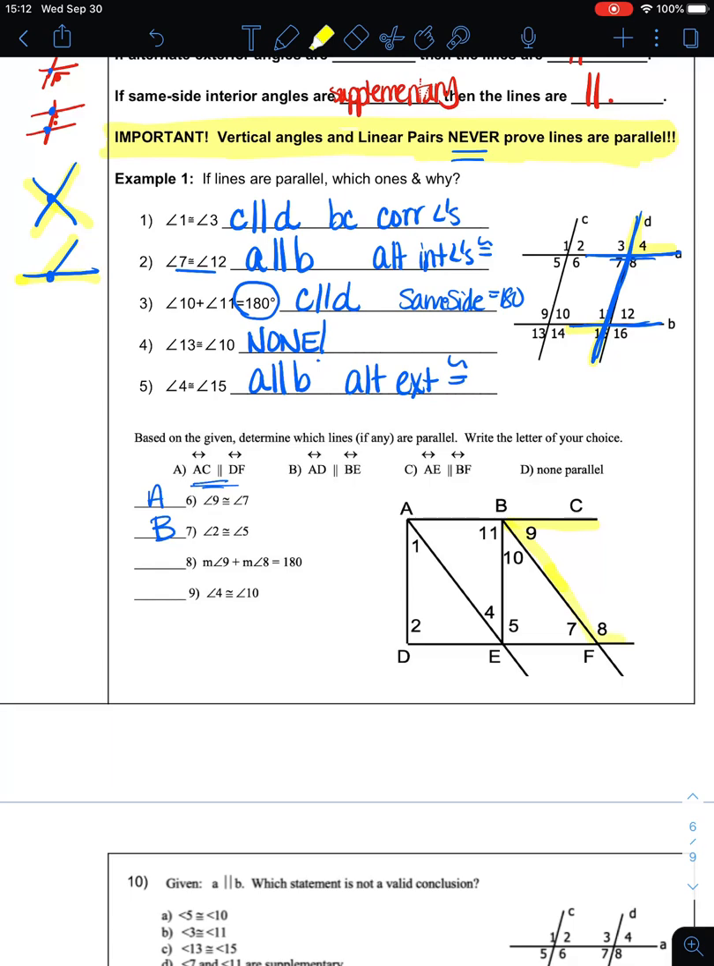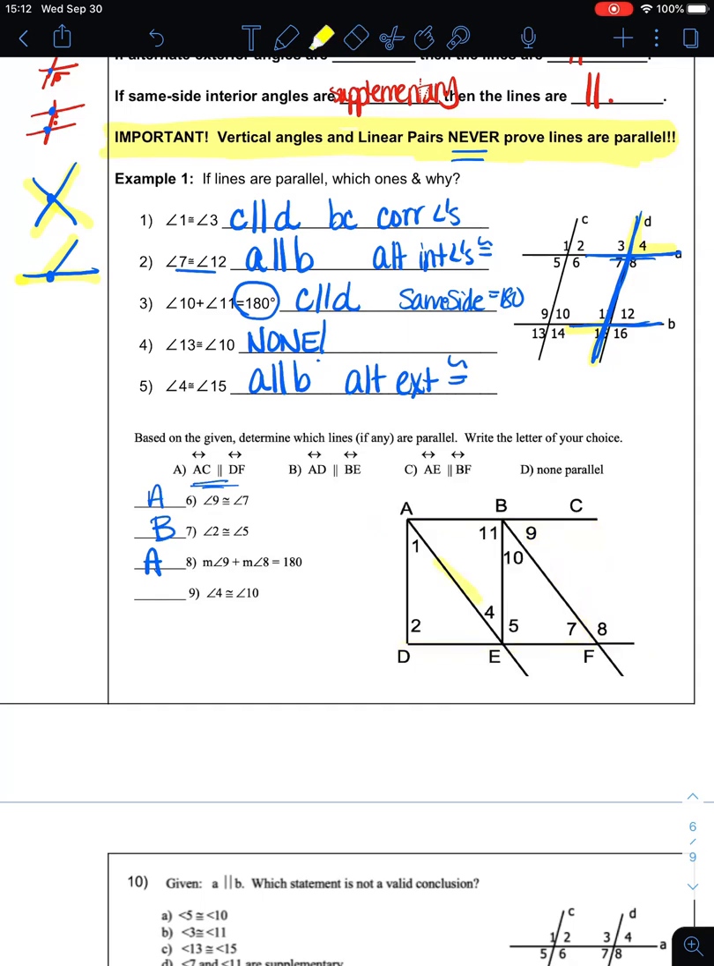9 and 8 are supplementary. So here's 9 and here's 8. I'm going to extend my lines out to make them a little bit longer, even though I'm talking about these angles. What I know is that those equal 180. I notice that those are same side interior angles, and same side interior angles are supplementary. If that's true, then the lines are parallel. So that means that AC is parallel to DF.